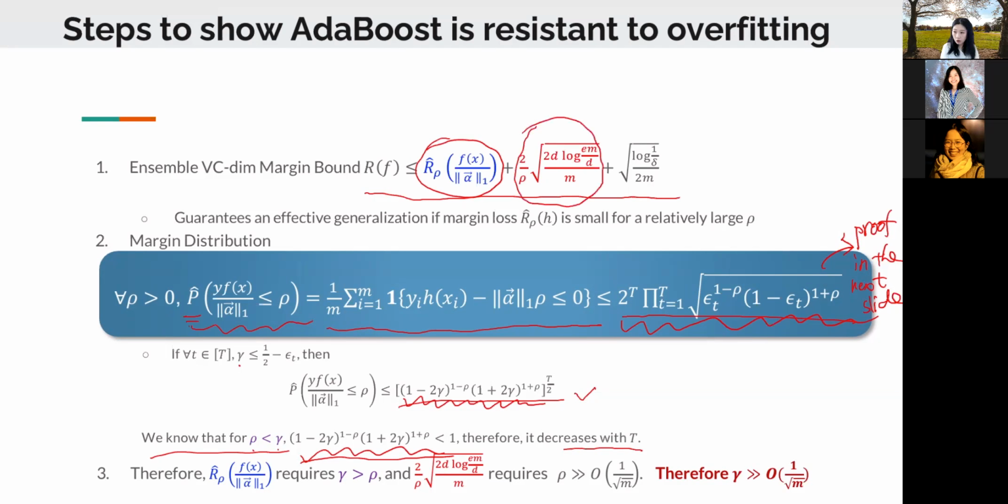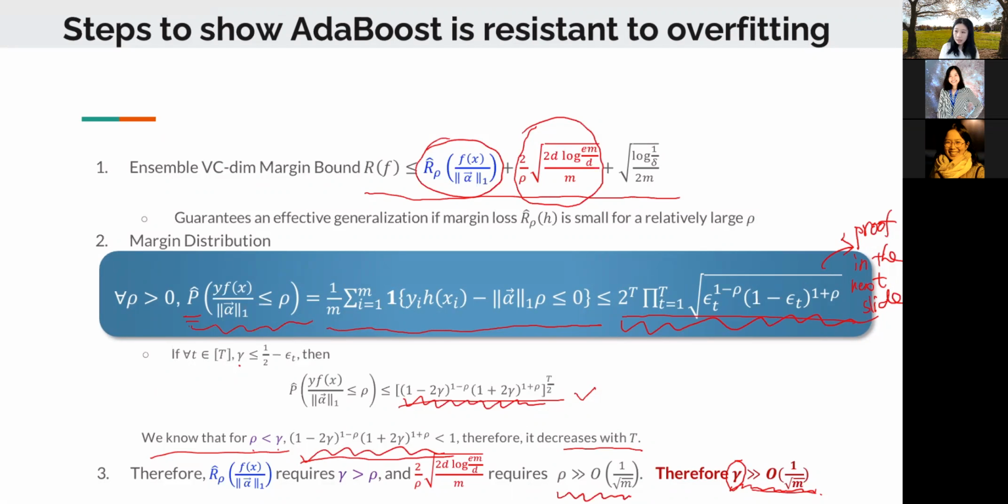Then also, you want to make sure that the second term, the red term, also goes to 0. How can you guarantee that? As long as rho is greater than some order of 1 over square root of m, then gamma is going to be greater than or equal to some order of 1 over square root of m. What this means is that as long as gamma is greater than this term, you can guarantee that AdaBoost is resistant to overfitting.